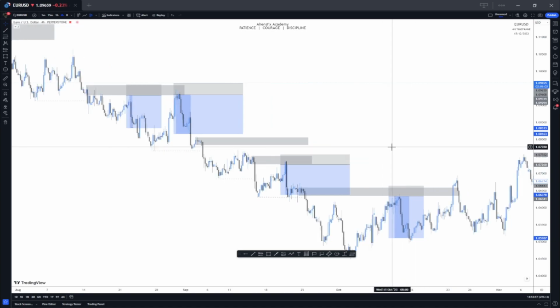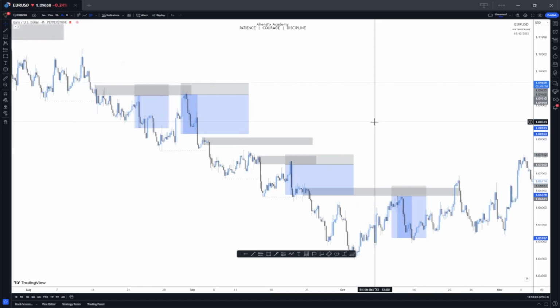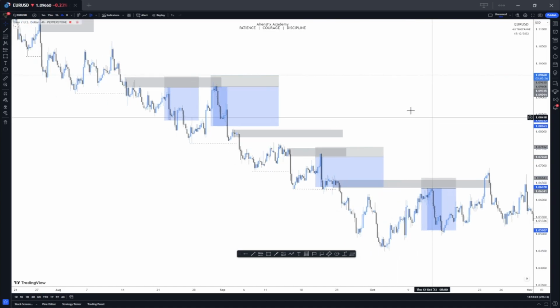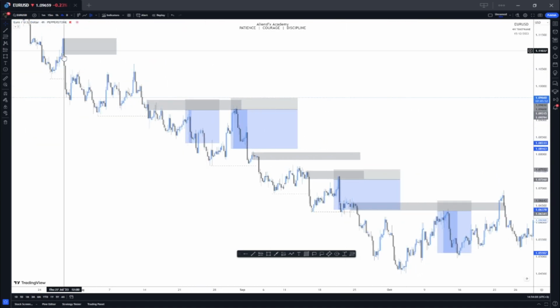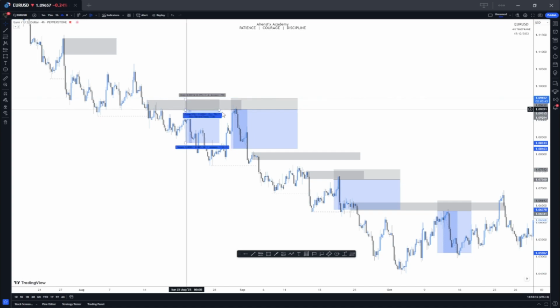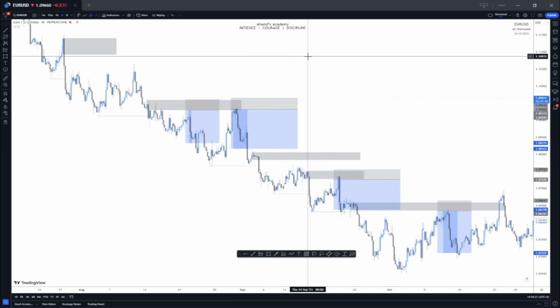Okay, I want you to focus on the order blocks. Okay, now that's how we mark the bearish order blocks. As you've seen, it is the last bullish move before the bearish impulse. Same thing here, same thing here, and same thing here. Okay, now let's go to the bullish impulse.